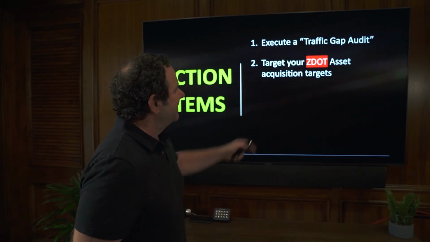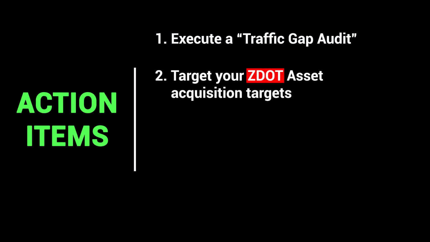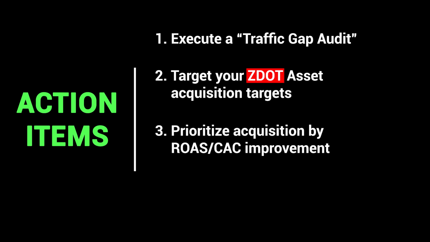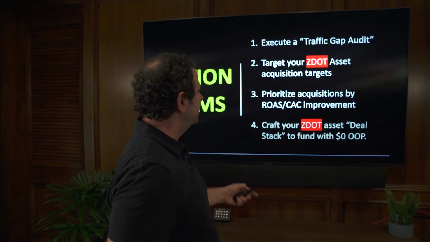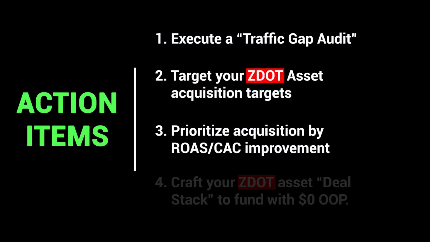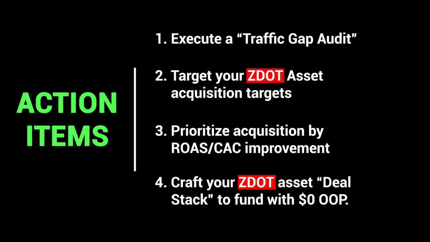The second thing is target your Zdot acquisition assets, okay? That's the second step. The third step, prioritize that based on ROAS, return on ad spend, and CAC analysis. You can do that using the traffic analysis worksheet. And then craft your deal stack to be able to fund these assets for $0 out of pocket.